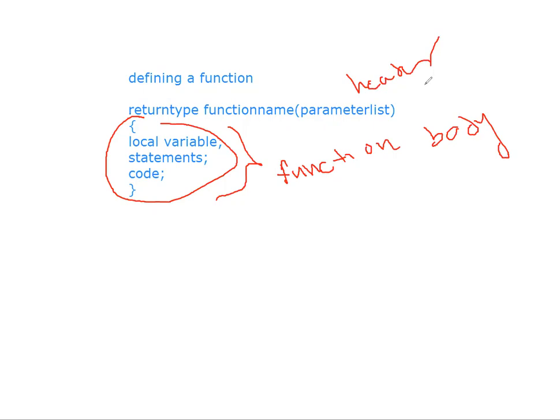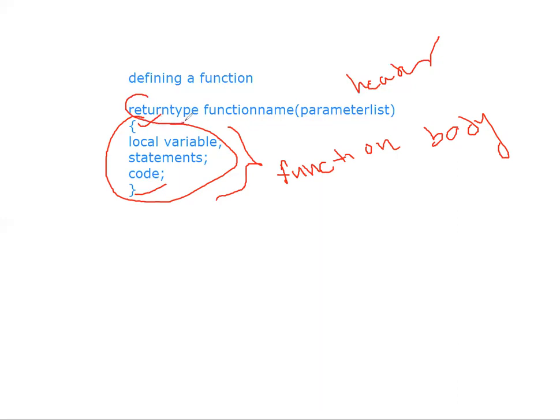And the statements within curly braces are called the function body. This is called curly braces. Flower brackets, like curly braces, are called the function body. Next one is return type. What is return type here?